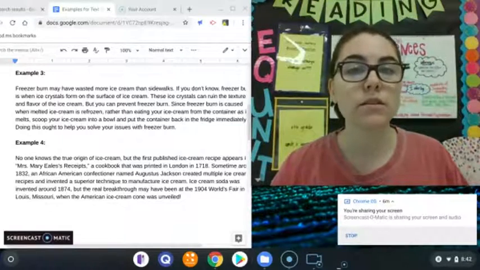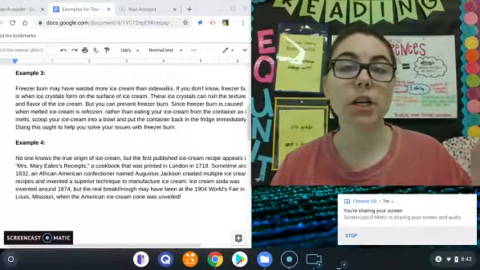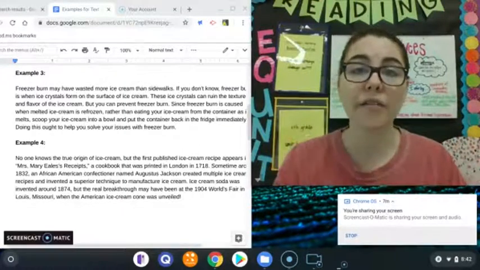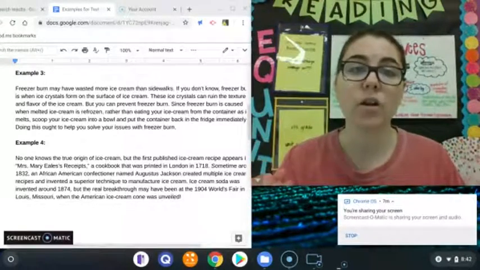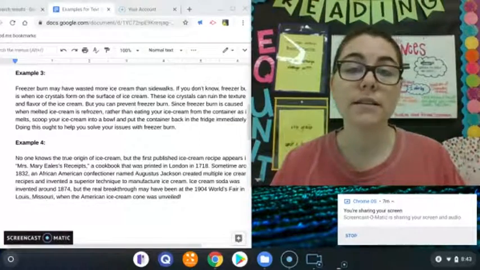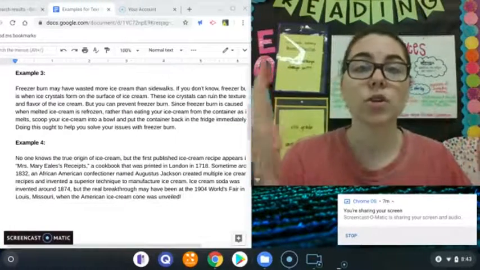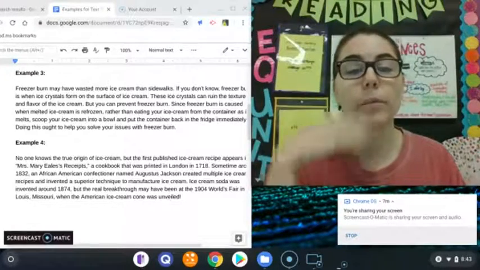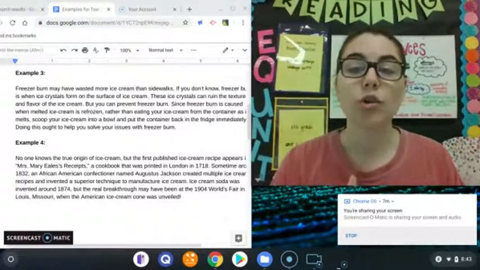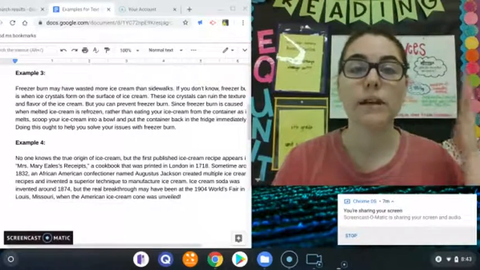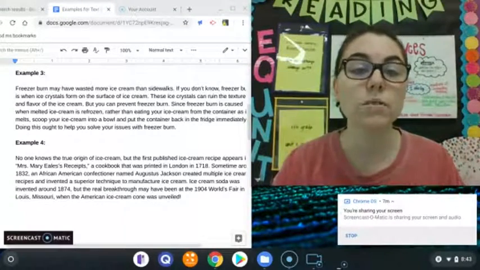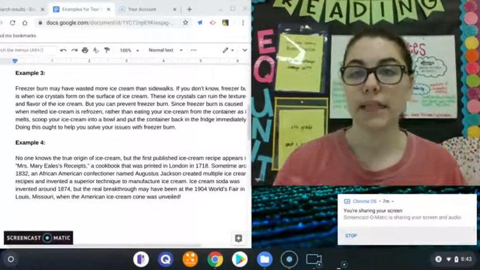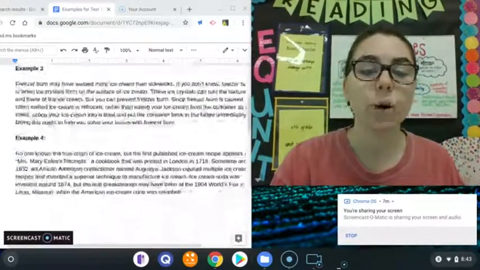And remember, problem and solution is when you have something going wrong, or there's a problem, and you have to figure out how to solve that, and in the text you're going to figure that out. Our example 3 was that we had freezer burn, and the solution was that you could take the scoop out that you want to eat and put it in a bowl and put it back in the freezer, and it told us that that would solve our problem. So that's our problem and solution, and our keywords were "but you can prevent," "this will help you solve," things like that. So now let's look at example 4.